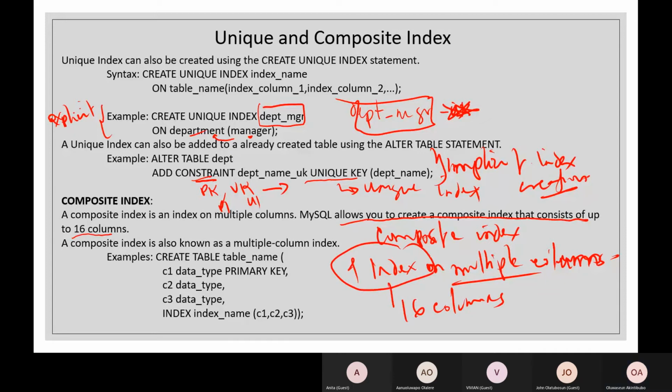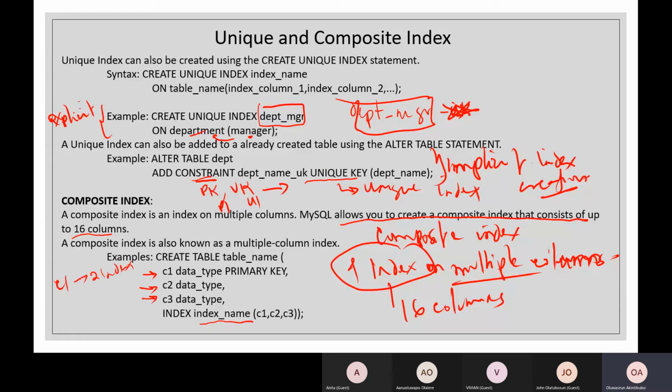Now look at it. Create table, this is the name of the table. Column 1, data type, primary key. Column 2, data type. Column 3, data type. You now say index name. This index_name is now attached to column 1, column 2, column 3. So which means that on the first column, C1 has two indexes.